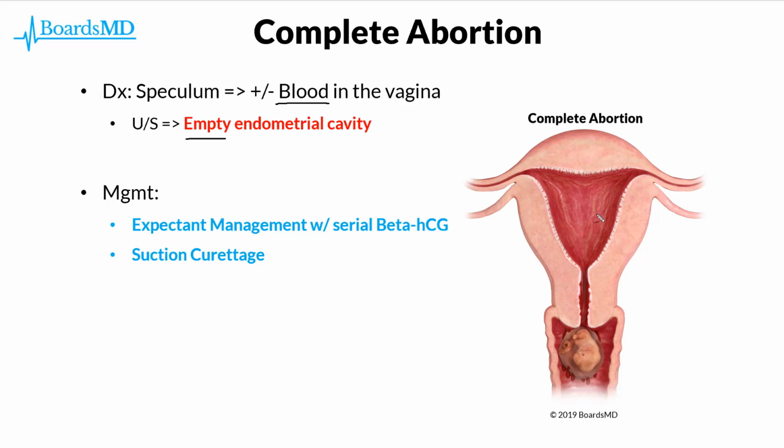To our knowledge, in these patients, the products of conception have been completely expelled, and therefore we can proceed with expectant management and monitoring of serial beta HCGs. The idea here being that there are no remaining products of conception, and therefore we do not need to worry about remaining products proceeding to septic abortion or other complications. However, if we do feel that there are indeed remaining products of conception that may be present in the endometrial cavity, then we can proceed with a suction curettage.